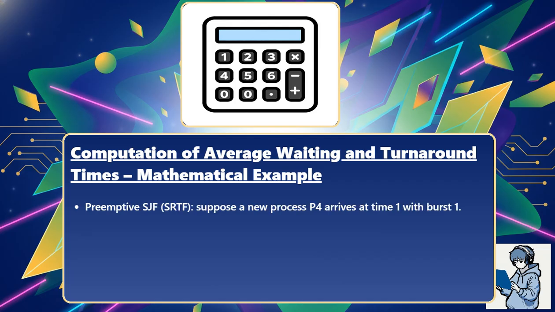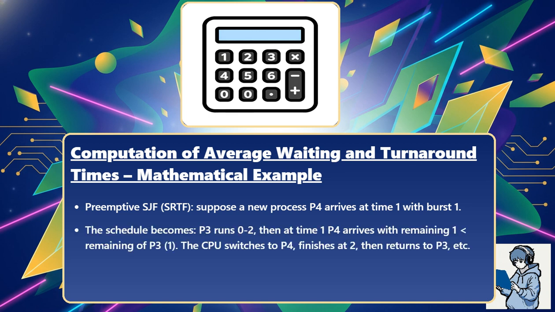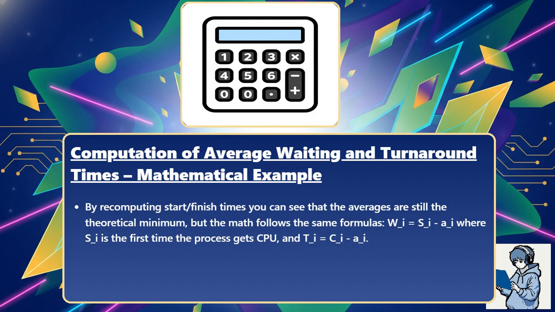Preemptive shortest job first, shortest remaining time first. Suppose a new process P4 arrives at time 1 with burst 1. The schedule becomes: process P3 runs from 0 to 2, then at time 1 process P4 arrives with remaining time 1, less than the remaining time of P3, the CPU switches to P4, finishes at 2, then returns to P3, and so on. By recomputing start and finish times, you can see that the averages are still the theoretical minimum, but the math follows the same formulas.